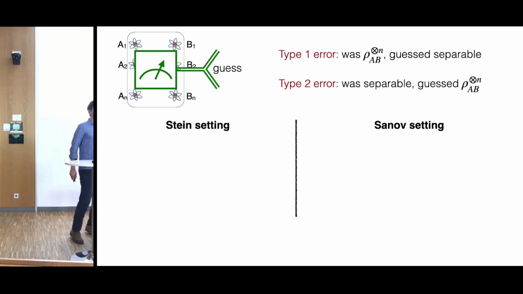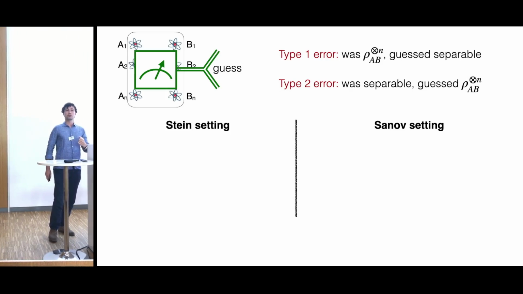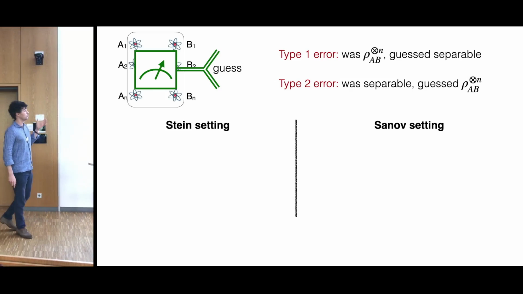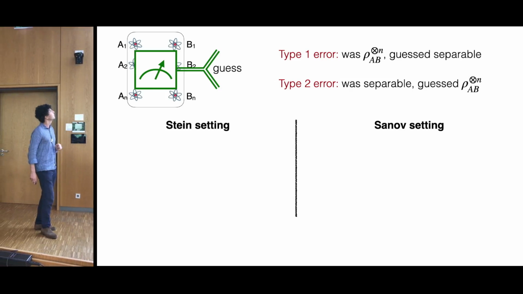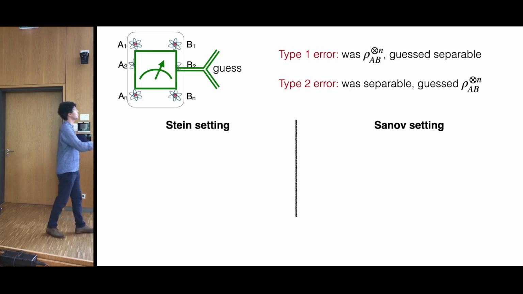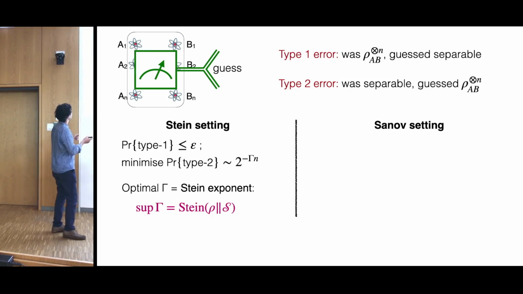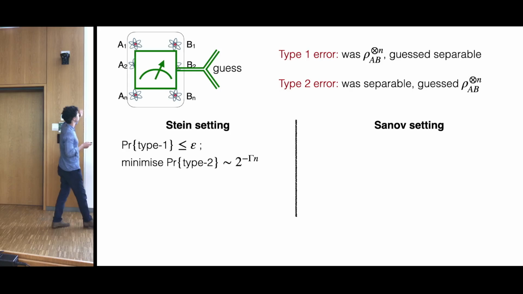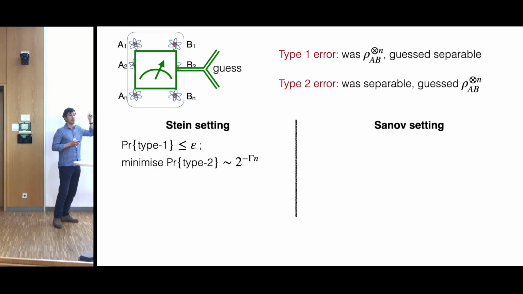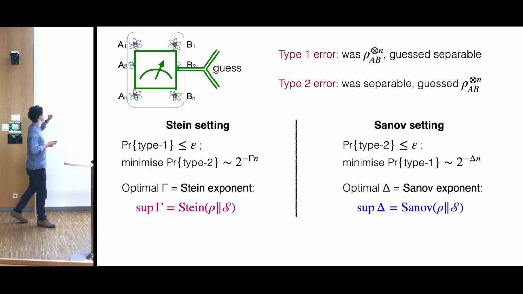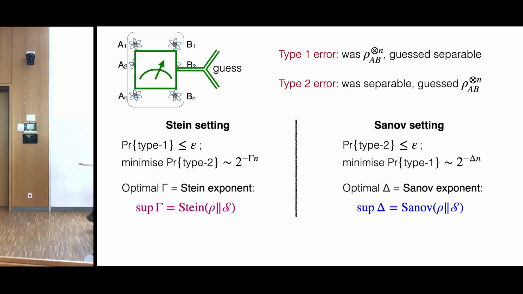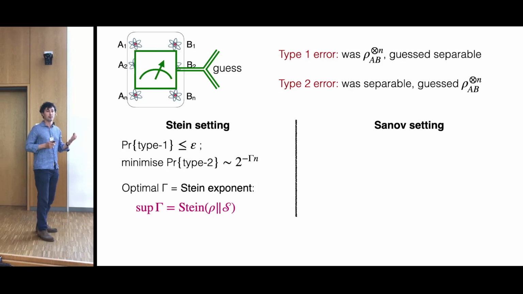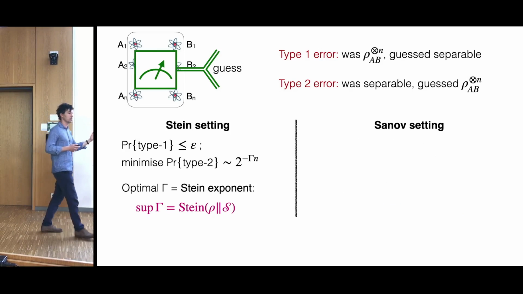And these two errors are not necessarily equally consequential, so we want to treat them differently. This gives rise to two different settings, the Stein setting and the Sanov setting. In the Stein setting, you have a constraint on the probability of type 1 error, which is at most epsilon, and you want to minimize the probability of type 2 error. This will decay exponentially fast, and you want to calculate the optimal coefficient, this gamma, which is called the Stein exponent of entanglement testing. Okay, so the rate of decay of the probability of type 2 error.